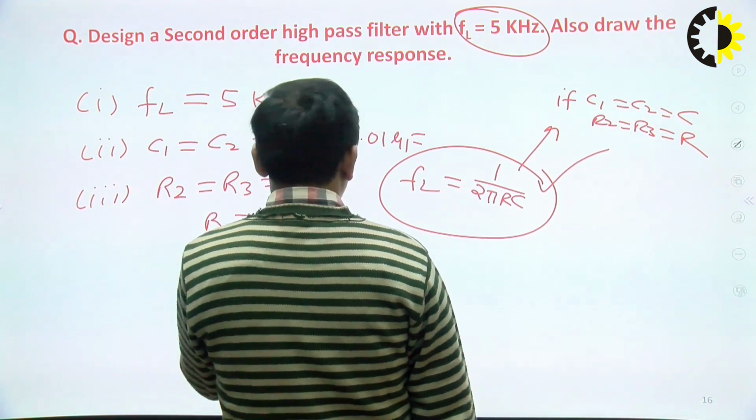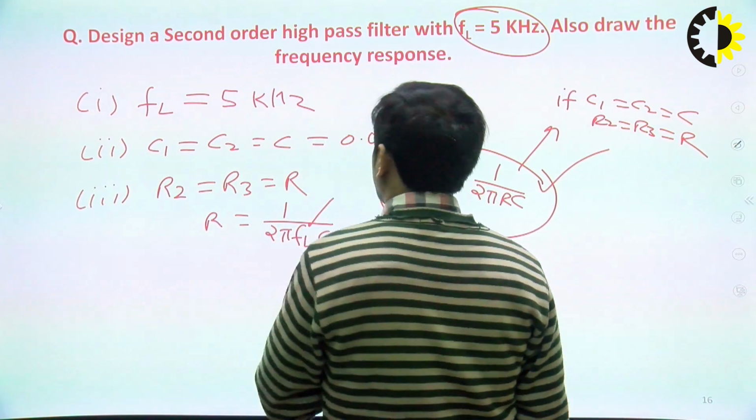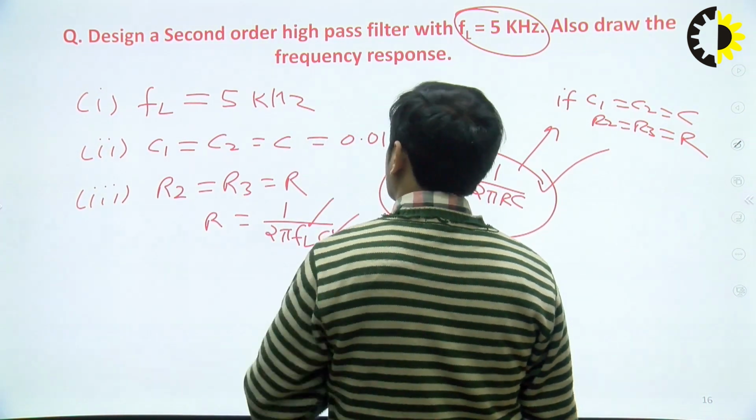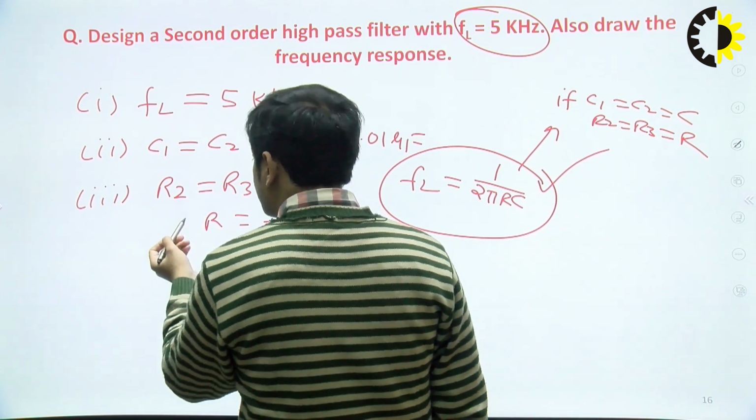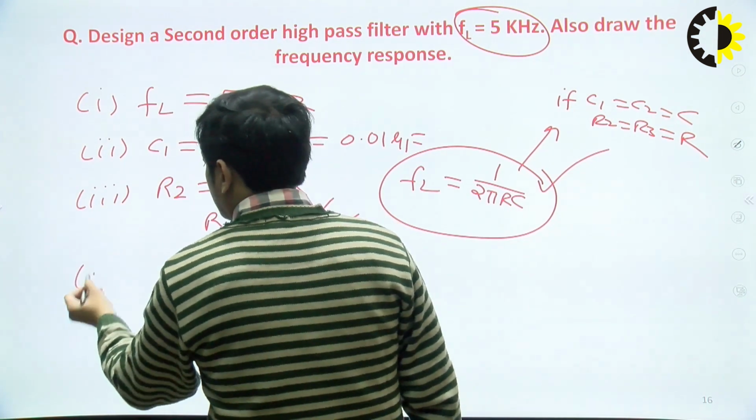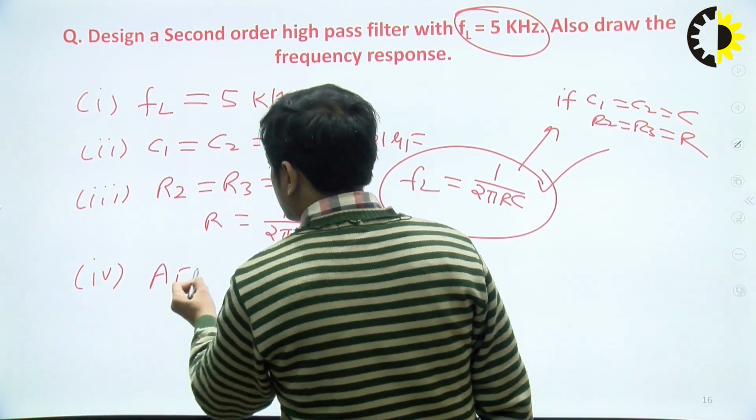R will be equal to 1 upon 2 pi FL into C. From step 1, you can put the value of FL. From step 2, you can put the value of C. Here you can get the R value, and that R is equal to R2 equal to R3. And in the fourth step, find out the value of R1 and RF. For that, use the equation of AF.